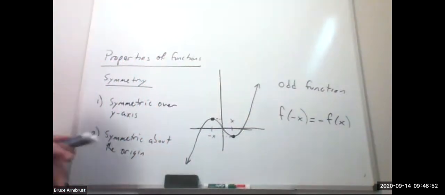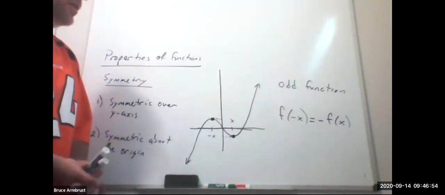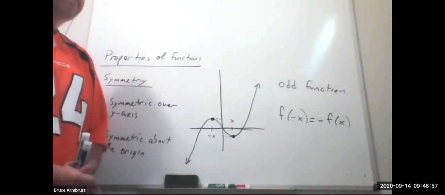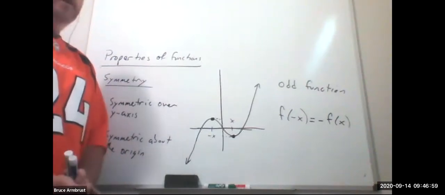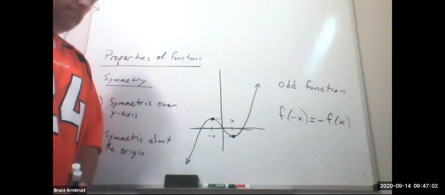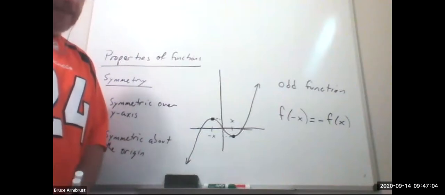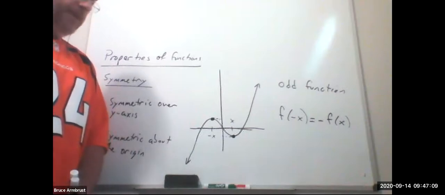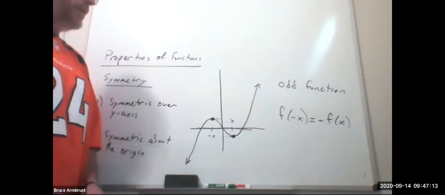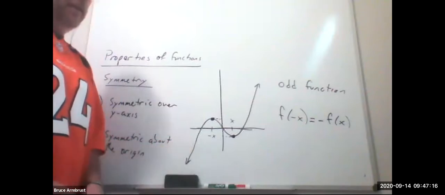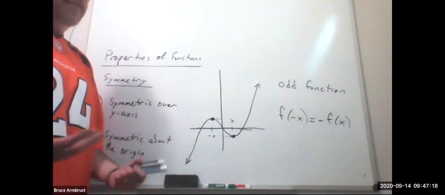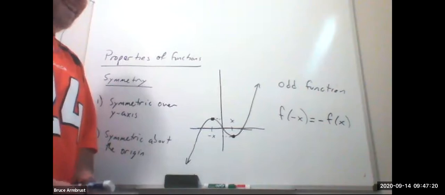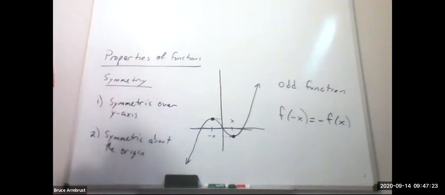So for both even and odd, all we have to do is plug in negative x and see what happens. If we get what we started with, it's an even function. If we get the opposite of what we started with, it's an odd function. If we get something different, it's neither. Because there are plenty of functions that are not odd or even. Think about natural log of x, for example. That one's neither. So we'll see that when we plug things in.